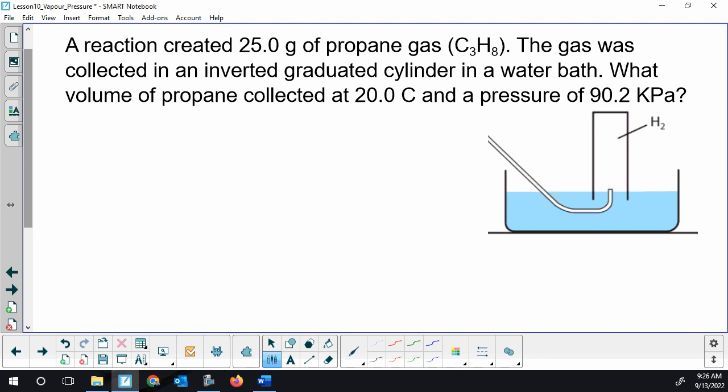The gas was collected in an inverted graduated cylinder in a water bath. What volume of propane was collected at 20 degrees Celsius and a pressure of 90.2 kilopascals? And I'll explain this diagram. It's a typical way that we can collect any gas, including the one in this question.